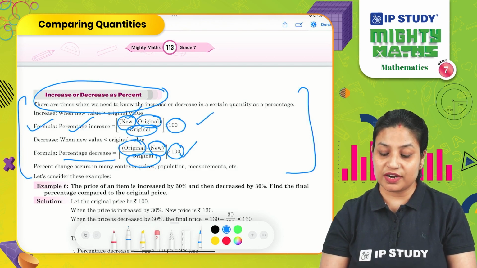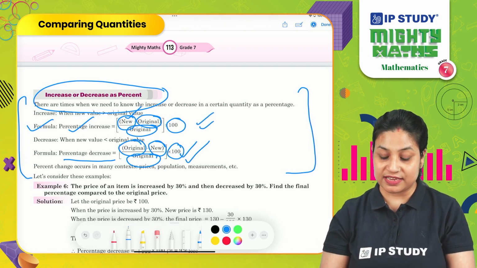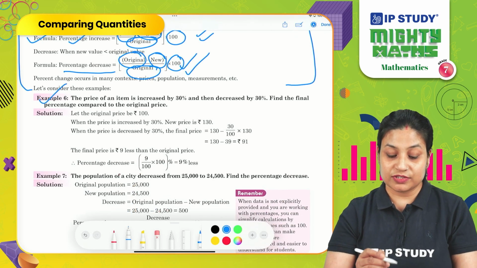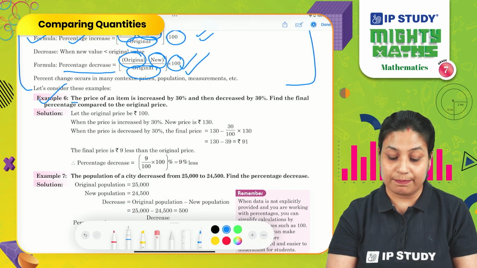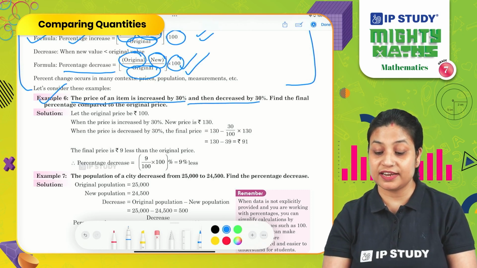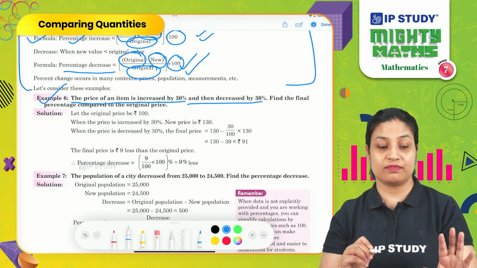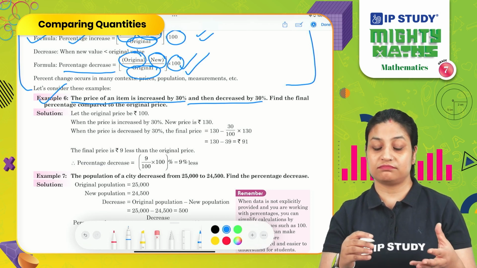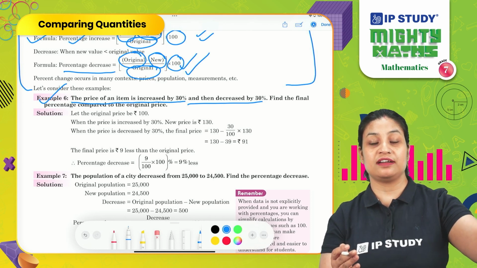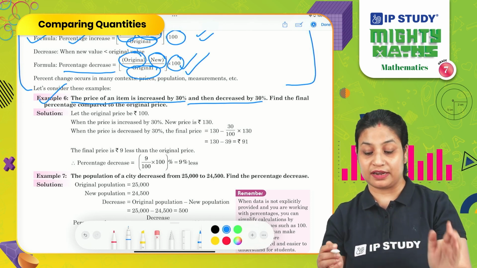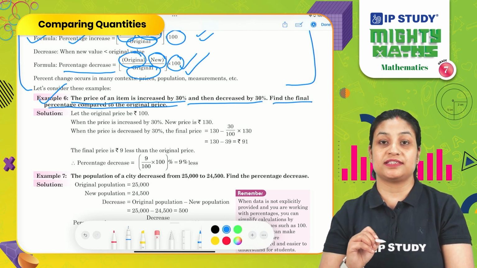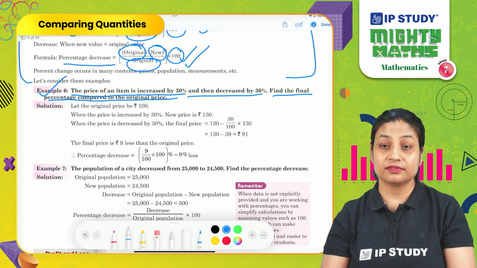So in order to understand this concept, let's take an example over here. So let's take example number 6. Okay. So what is there? It is saying the price of an item is increased by 30% and then decreased by 30%. Whatever item you have, initially its price is increased by 30% and then it is decreased by 30% again. So find the final percentage compared to the original price, right?